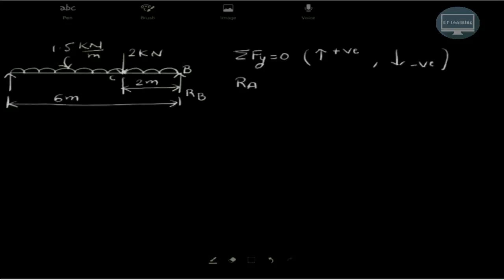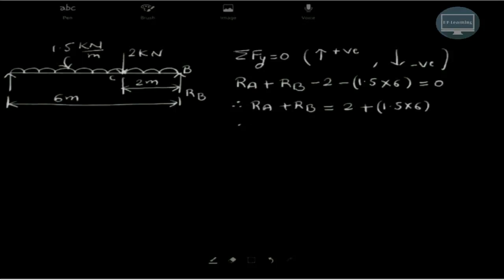Now as shown over here, the reactions are acting in the upward direction. So RA plus RB, acting upward, minus the point load of 2 kN. Minus, now this uniformly distributed load of 1.5 is acting over the entire span length of 6 meters, so it is 1.5 into 6, and that is equal to 0. Therefore RA plus RB will be equal to, transferring both these negative terms to the other side, 2 plus 1.5 into 6.